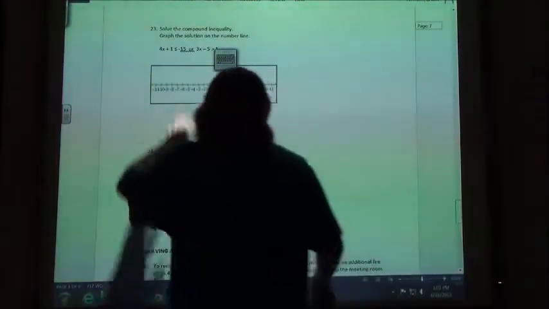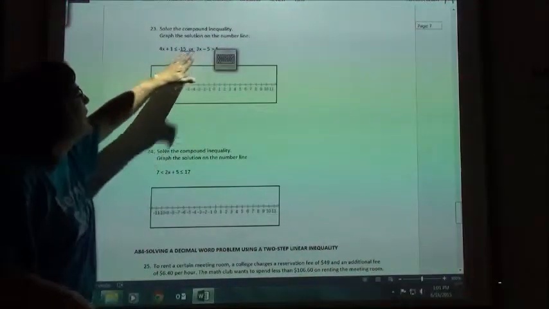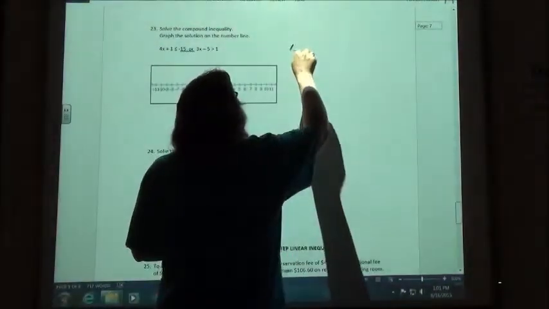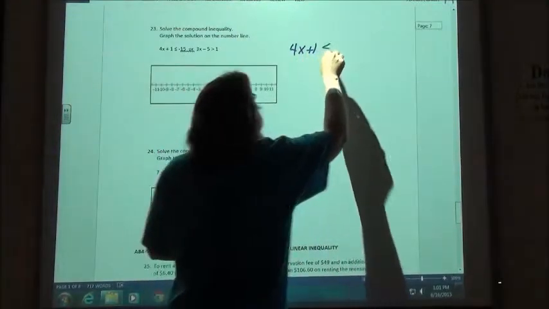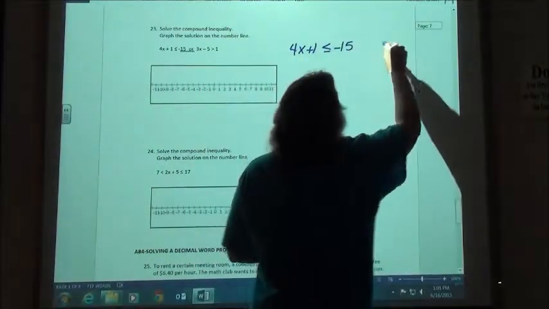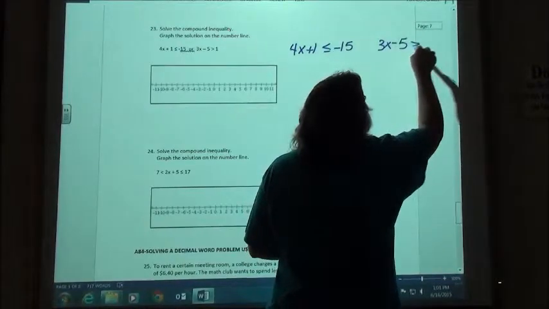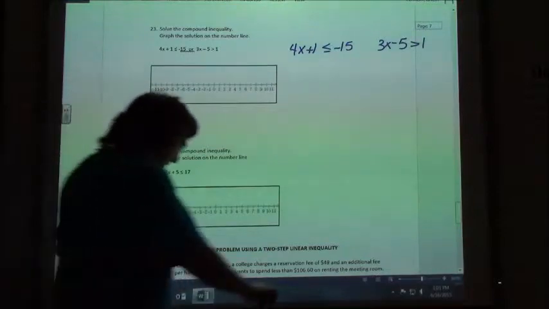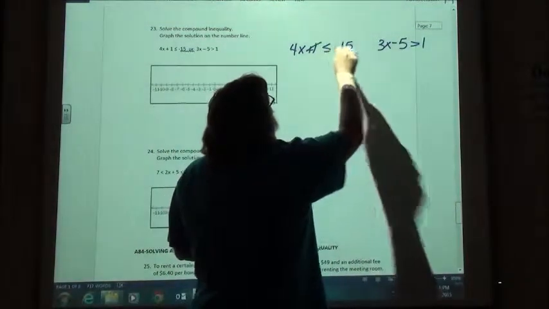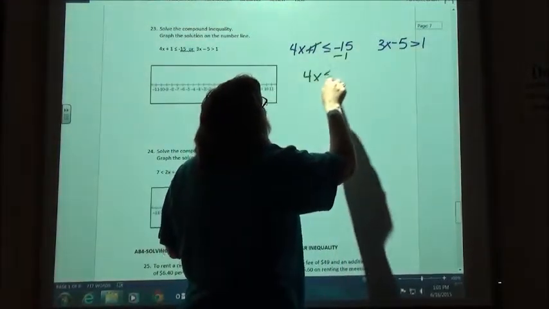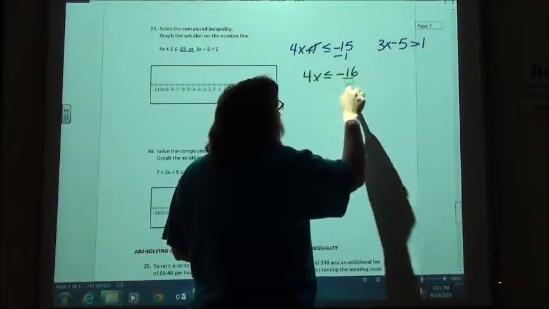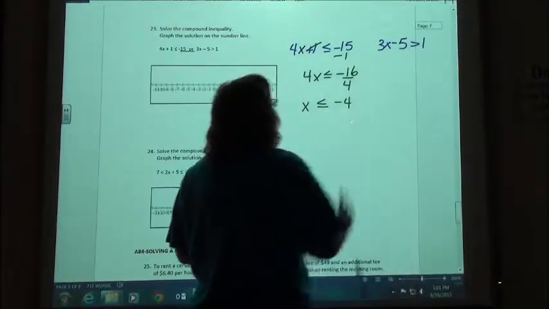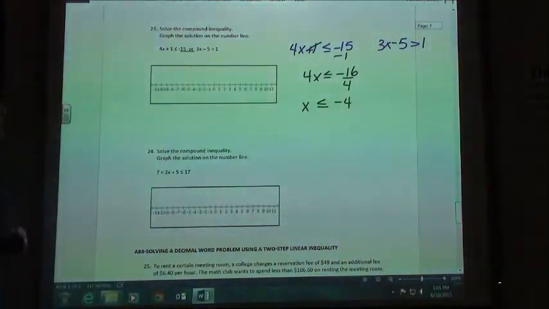So number 23, they have this already as two separate ones because it's an "or," which tells me when I'm done I'm going to be graphing my two opposite directions. But 4x plus 1 is less than or equal to negative 15. 3x minus 5 is greater than 1. And then I just solve those like I solve anything else. I'm going to minus my 1. So 4x is less than or equal to negative 16. Divide by my 4. Since that was positive, I leave my inequality. X is less than or equal to negative 4.